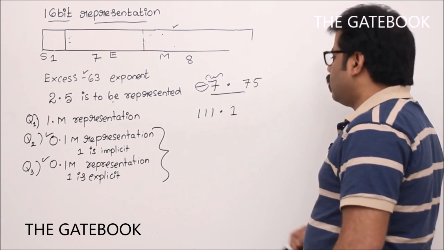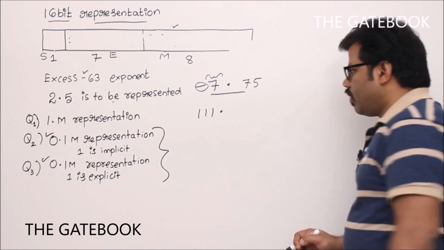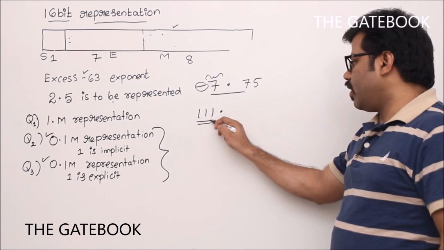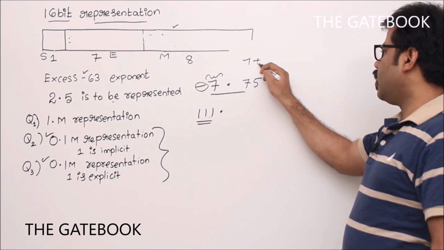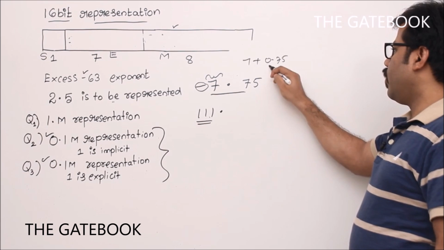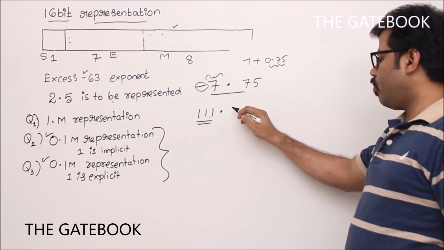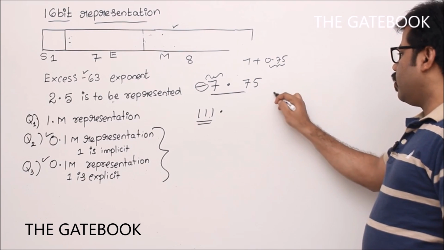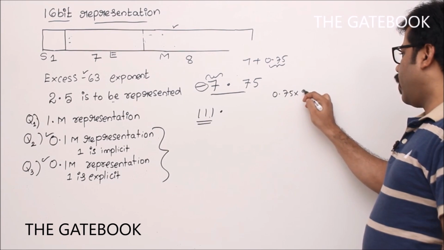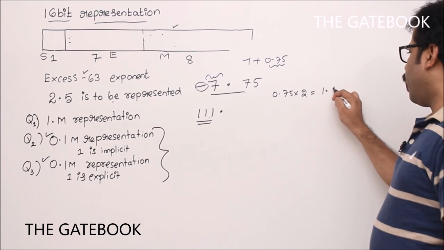7.75. So how to represent 7.75? We'll see. I have represented 7. Now 7.75 is nothing but 7 plus 0.75. Now we have to represent 0.75 in binary. I will tell you the technique. 0.75 into 2 is 1.5, right?